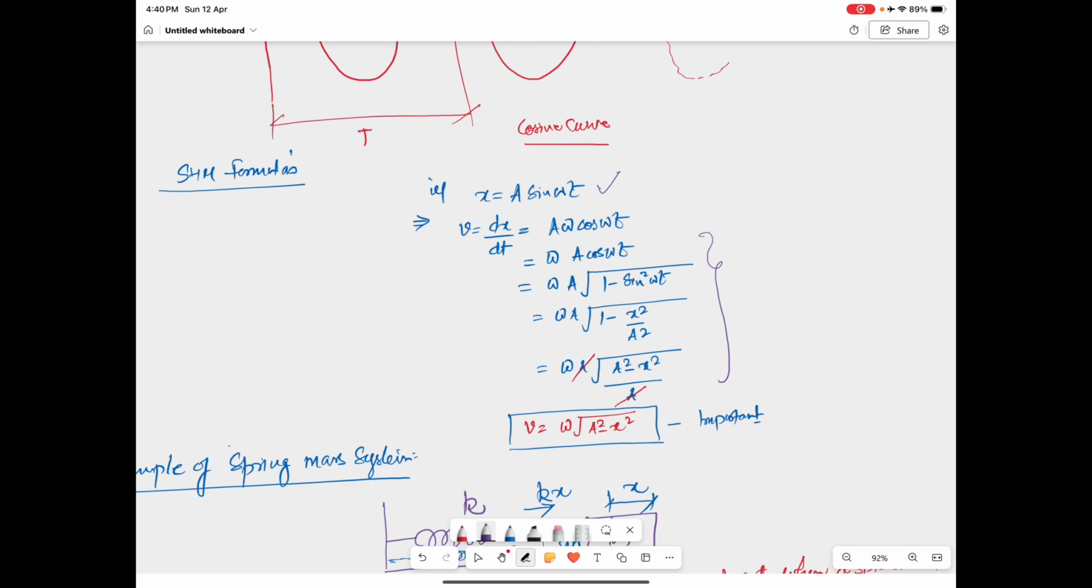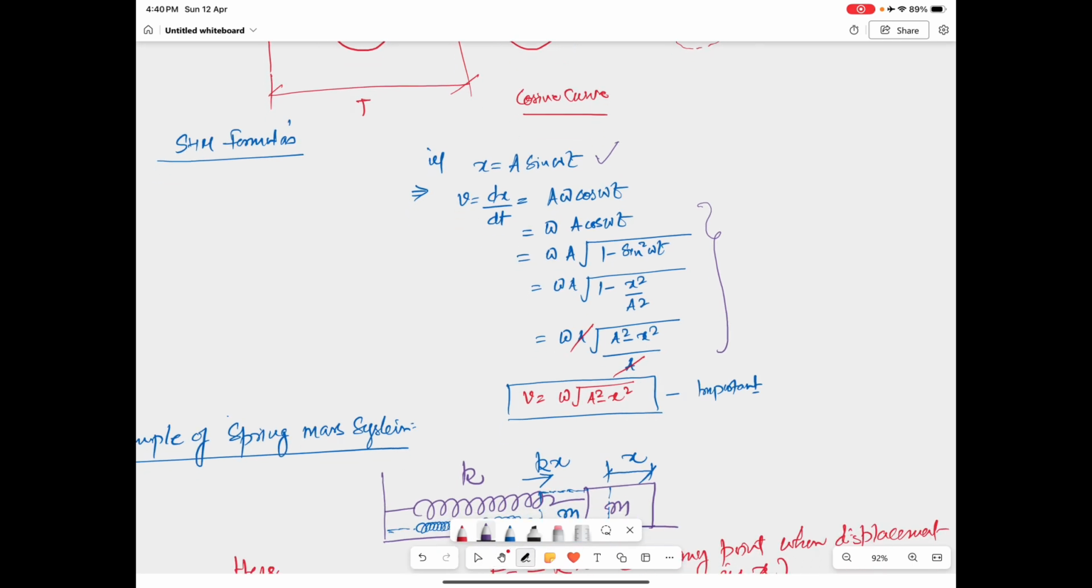So we get an important relation between the velocity and the displacement, given that the maximum amplitude of the simple harmonic motion is A. So v is equal to omega times under root of A square minus x square at any particular instant.